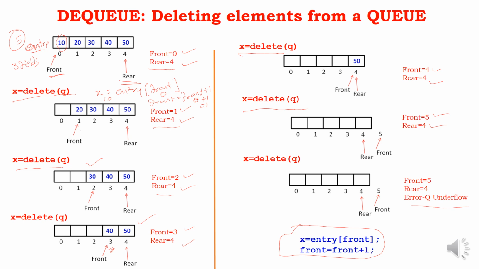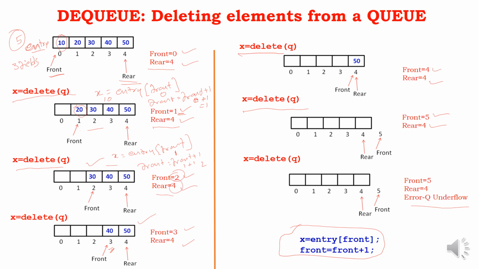Again you want to delete, see, this is the input queue and this is the output queue. So again, X is entry of front. What is front? Front is 1. Entry of 1 is 20. 20 is removed. Then front is increased by 1. Front is front plus 1, 1 plus 1, 2. See here, front is 2, rear is 4.